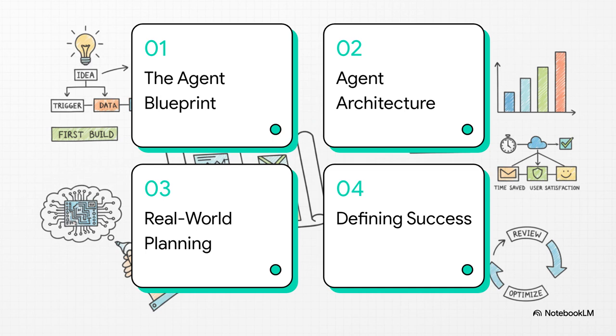All right, here's our game plan. First, we'll nail down what this blueprint actually is. Then, we'll get into the agent's architecture, the technical nuts and bolts. After that, we'll talk about making it ready for the real world, because things get messy. And finally, we'll figure out how to tell if it's actually any good. A super clear path from start to finish.